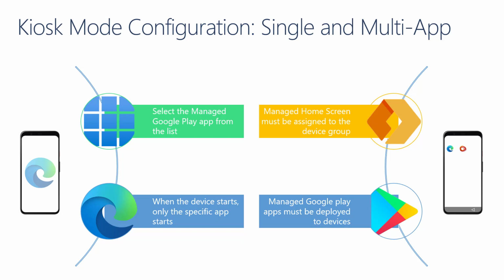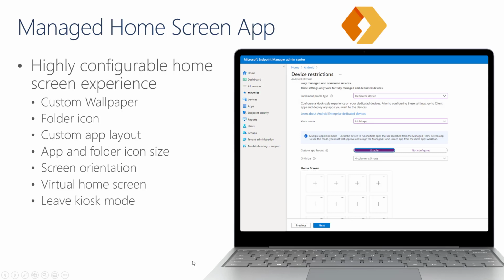To target applications to devices enrolled with Android Enterprise dedicated devices, you can simply leverage the enrollment profile name when creating Azure AD dynamic groups. There are several customization options available for Android Enterprise dedicated devices.